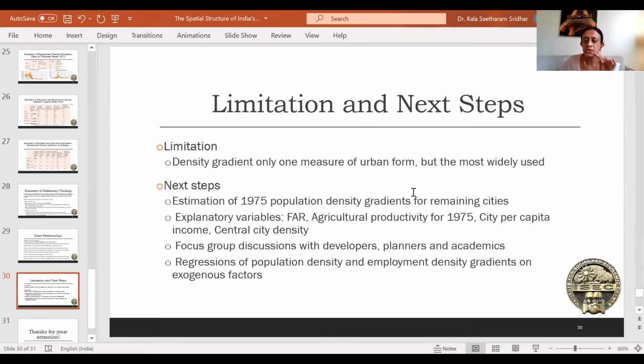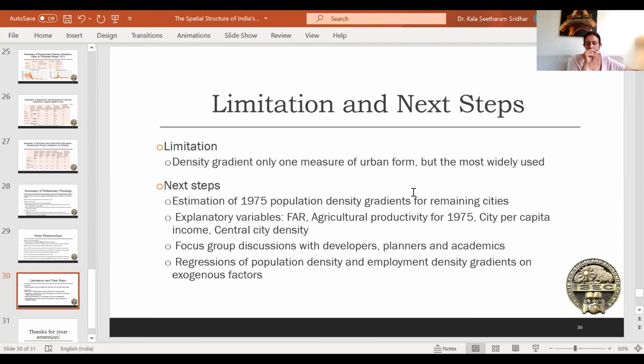So this is my last slide, real slide. The limitation of this is that density gradient is only one measure of spatial structure of a city, but the most widely used. And the next steps of this process are to estimate the remaining regressions for the 1975 cities.